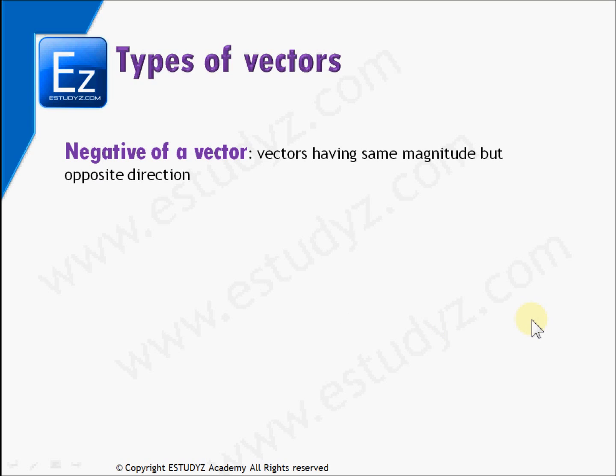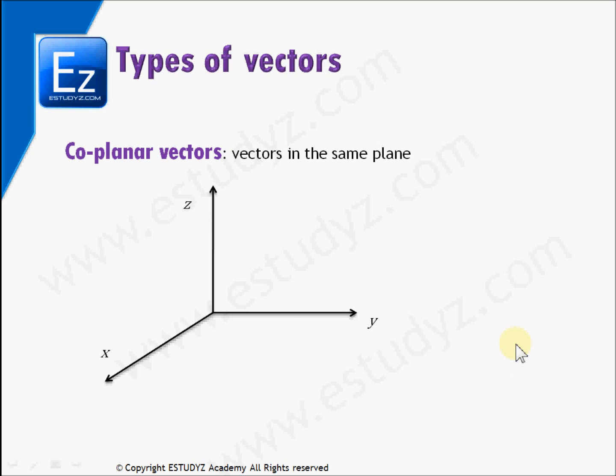The negative of a vector has the same magnitude but opposite direction. Here is a vector, and another vector which is flipped 180 degrees is the negative of the given vector. Coplanar vectors are vectors in the same plane. In the diagram we can see there are two vectors in the zy plane, which are coplanar vectors.